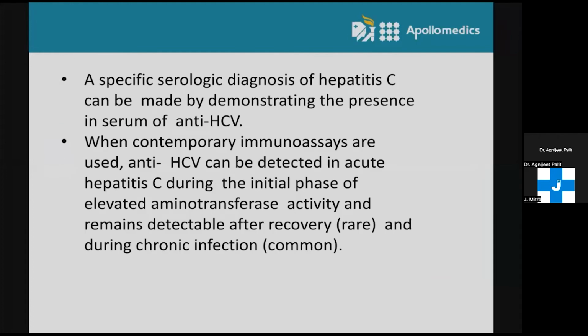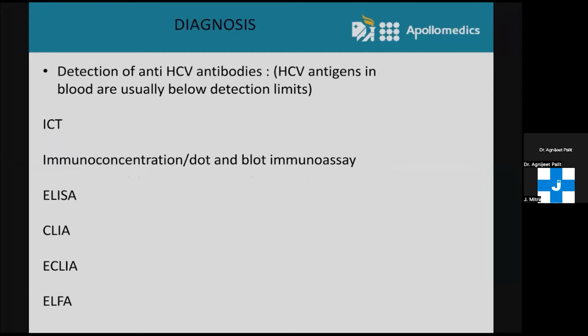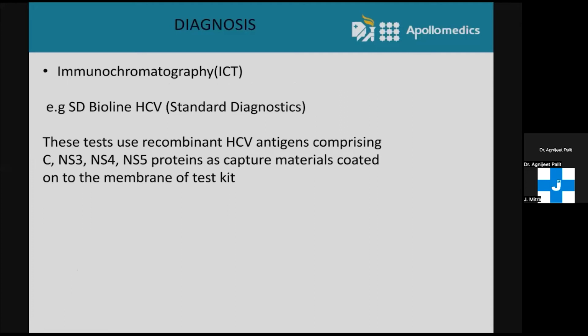Now coming to the serological diagnosis, that is the detection of anti-HCV antibodies. Anti-HCV antibodies can be detected during the initial phase of elevated aminotransferase activity and also during chronic infection. The different methods by which the anti-HCV antibodies can be detected are ICT, immunochromatography, dot blot immunoassay, ELISA, CLIA, ECLIA, and ELFA.